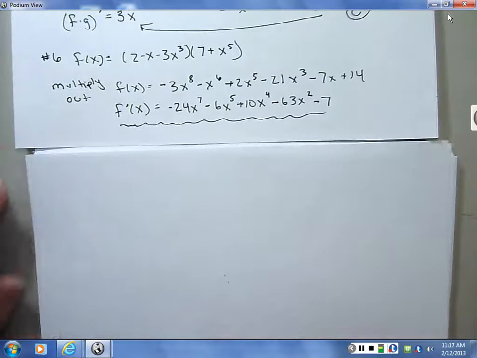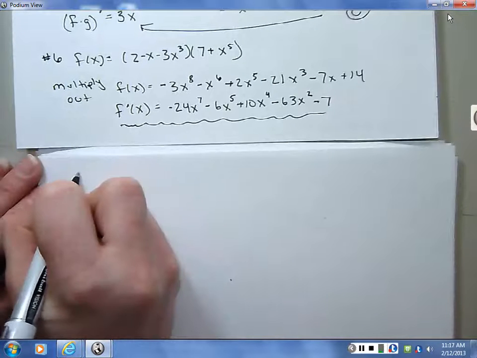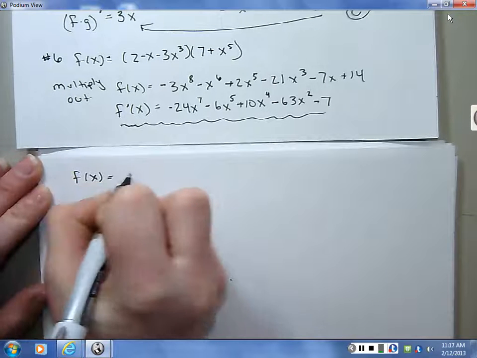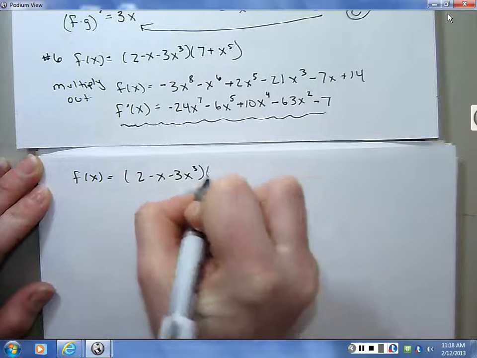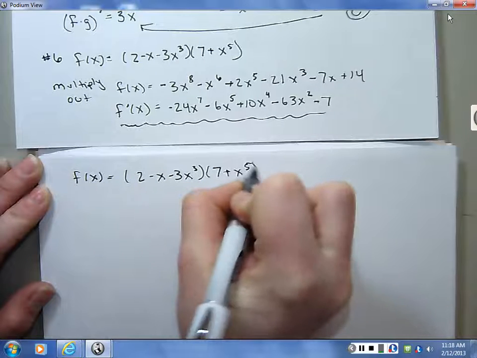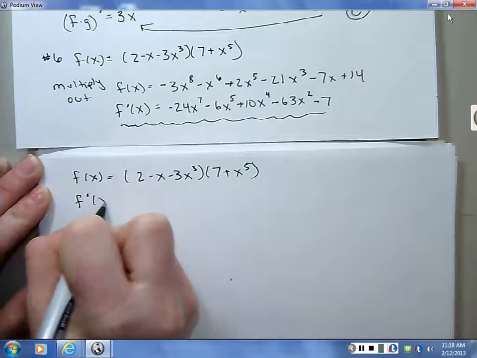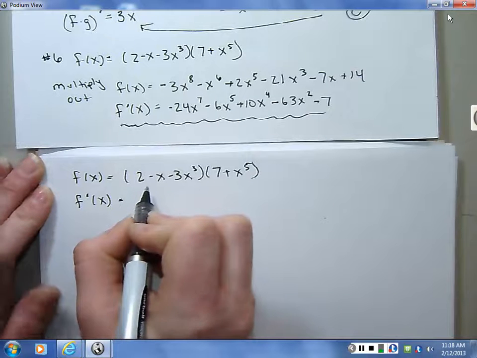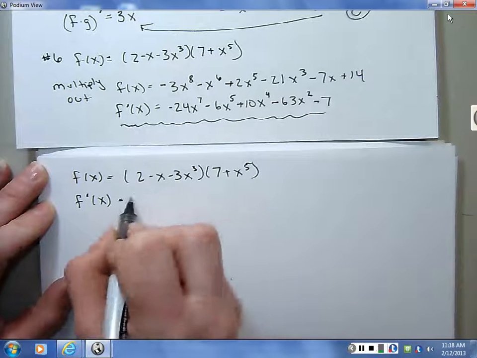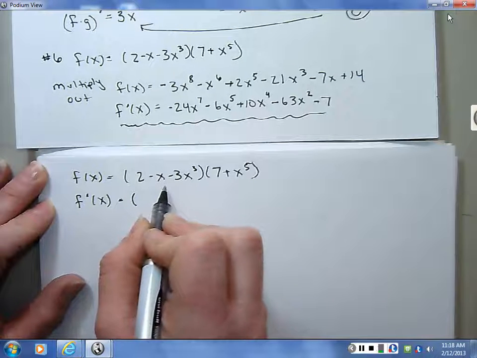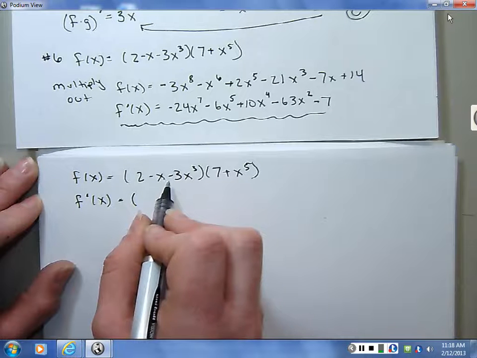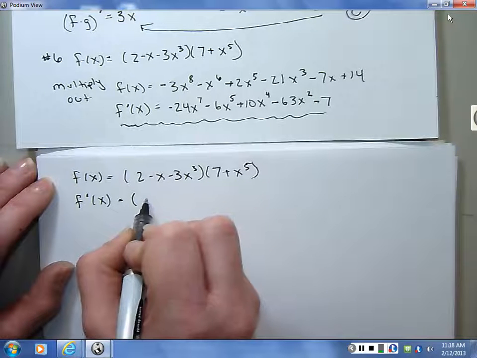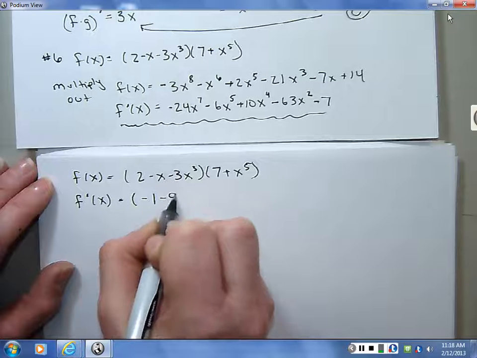So let's write out the product rule here. Go ahead and write it. F of x is 2 minus x minus 3x cubed times 7 plus x to the 5th. So what is going to be the derivative of the first function? Close. Negative 1 minus 9x squared. Very good.